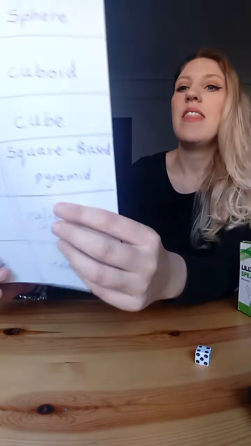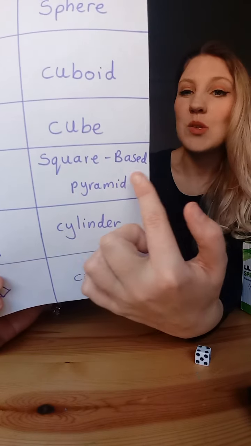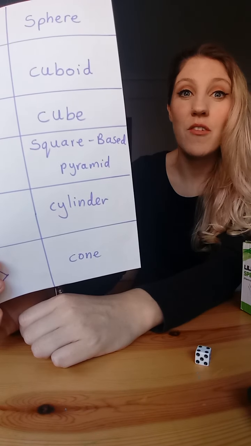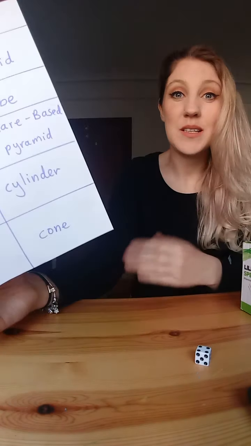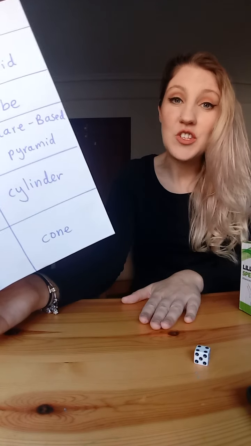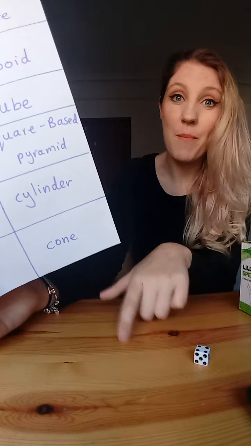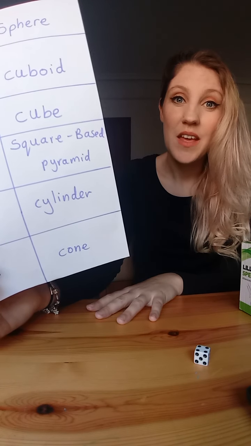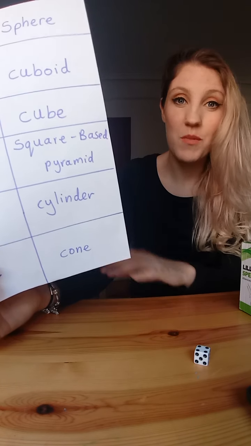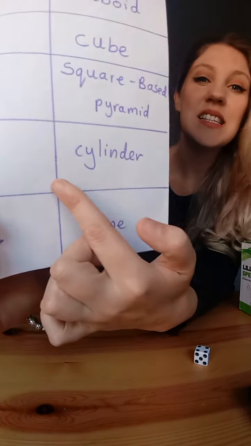Okay, then we have a square-based pyramid. Now a base means the bit that's on the bottom touching the floor, because you can get a triangular-based pyramid as well. So we're talking about one that's a square. We'll come on to that in a moment.